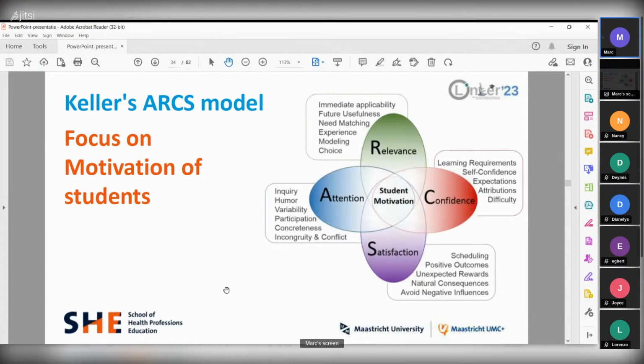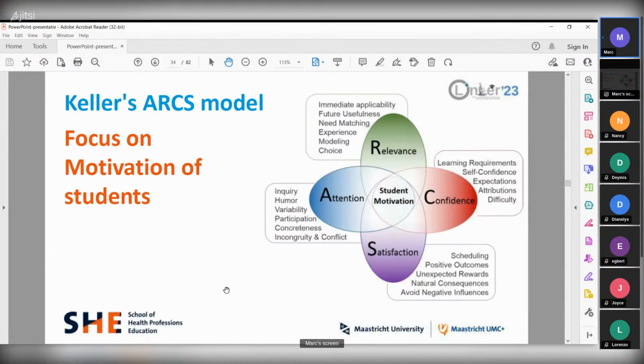That's also something that we will talk about tomorrow. And there are 4 components. It stands for attention, relevance, confidence, and satisfaction. So the attention is the first part that's very important. You want to get the learner's interest, and you will also want to ensure that you keep their interest during the e-learning course or blog or whatever it is you're designing.